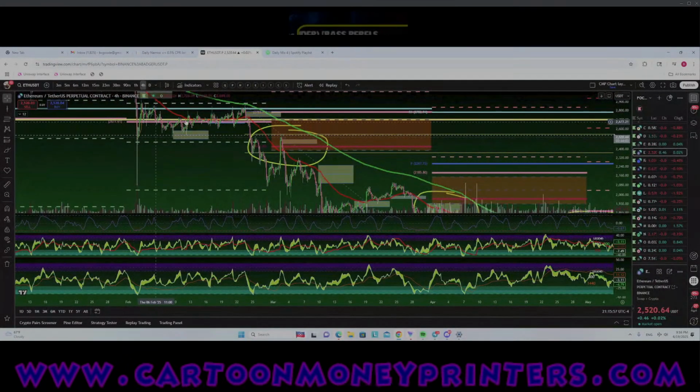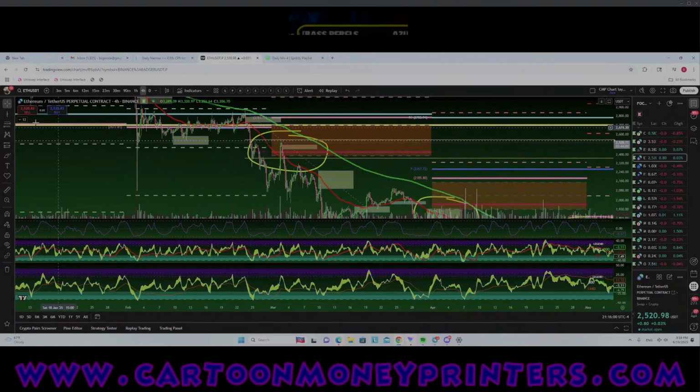Now, very simple price action here. The ETH consolidated, went sideways here, and you can clearly see the bottom of this range right here. Price broke through it, right?